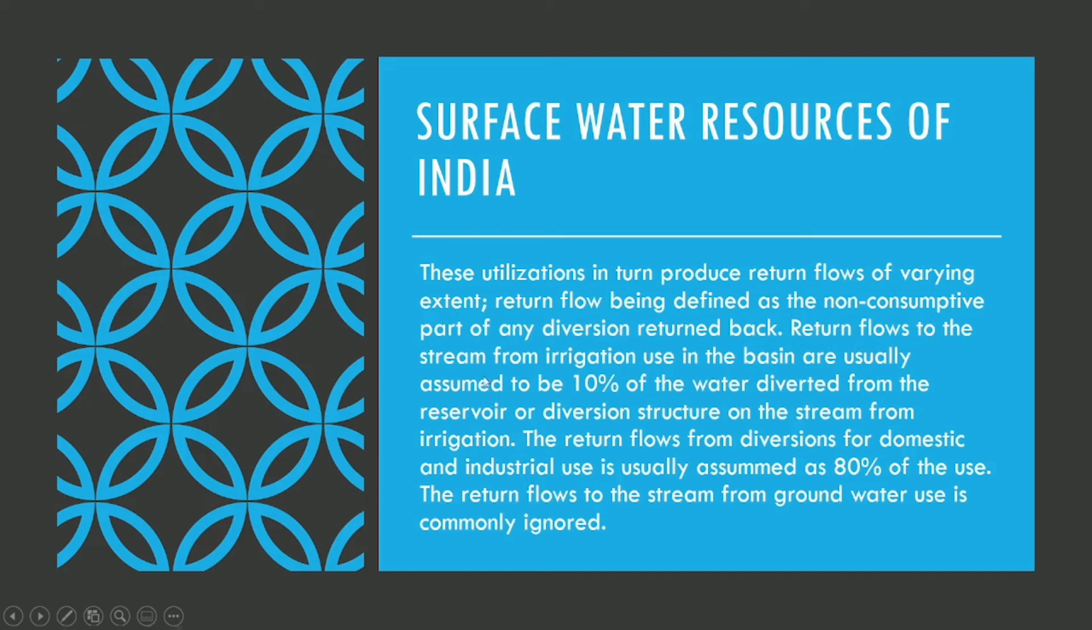Return flows to the stream from irrigation use in the basin are usually assumed to be 10% of the water diverted from the reservoir or diversion structure on the stream for irrigation. The return flows from diversions for domestic and industrial use is usually assumed as 80% of the use. The return flows to the stream from groundwater use is commonly ignored.